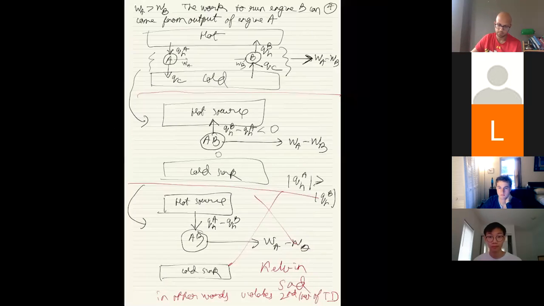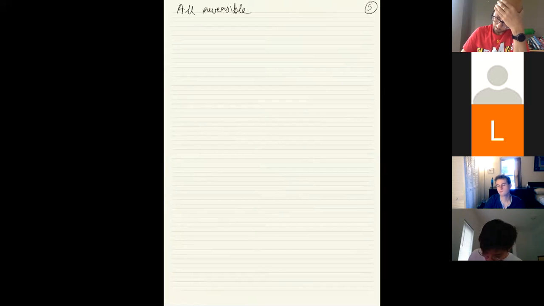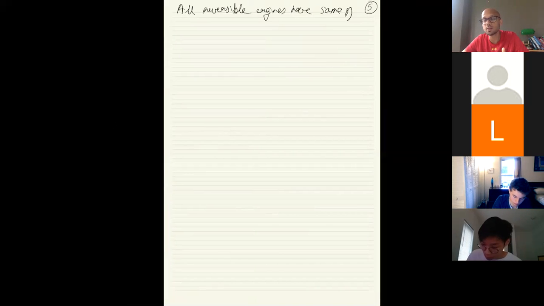This proves that all reversible engines have the same eta, and we know one specific reversible engine, which is the Carnot cycle for a perfect gas, we know the eta. Therefore, all reversible engines have the same efficiency, which is the same as for the Carnot cycle.